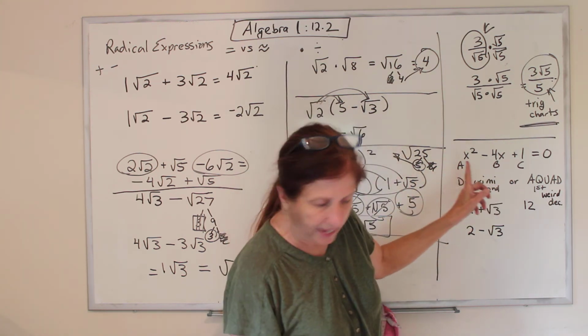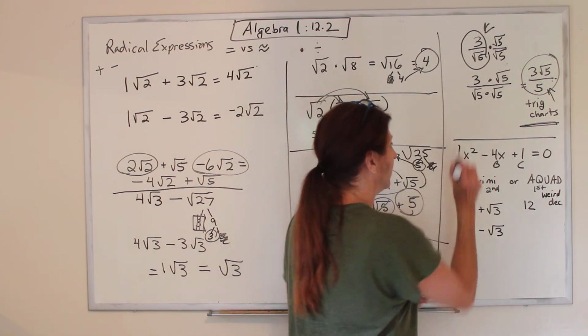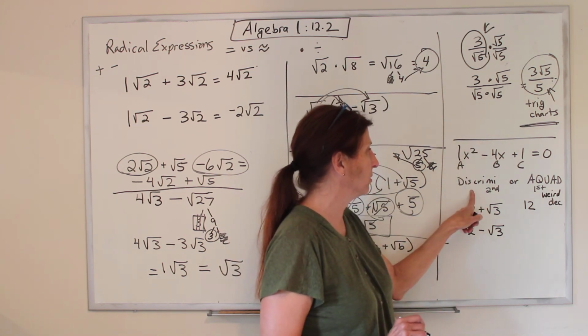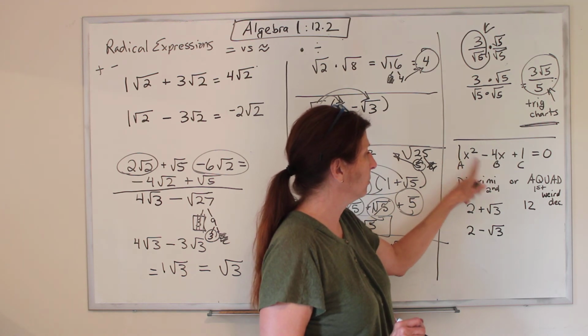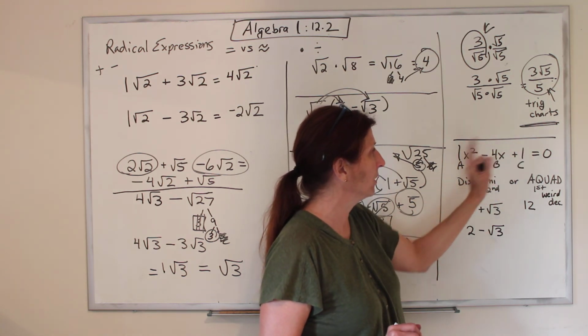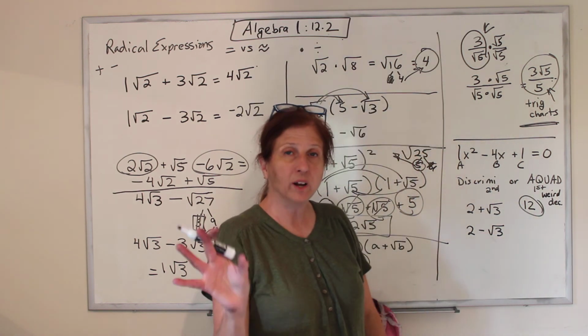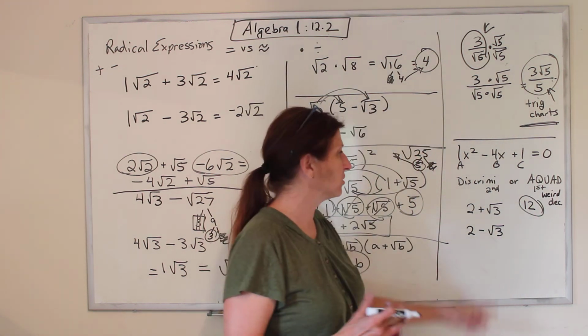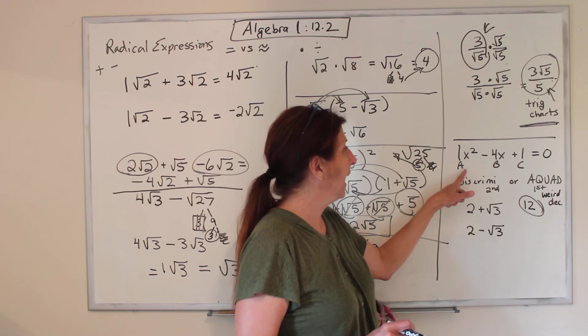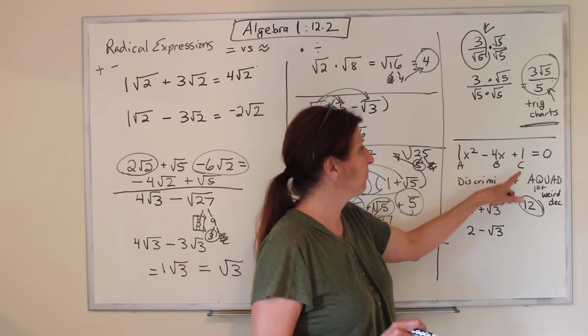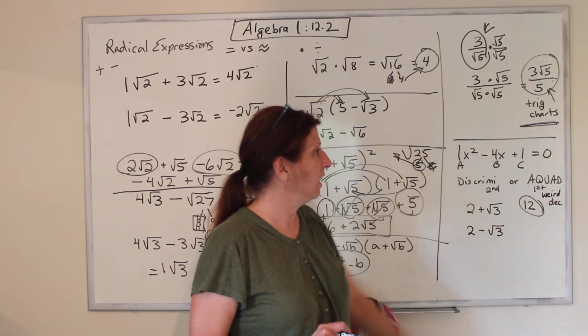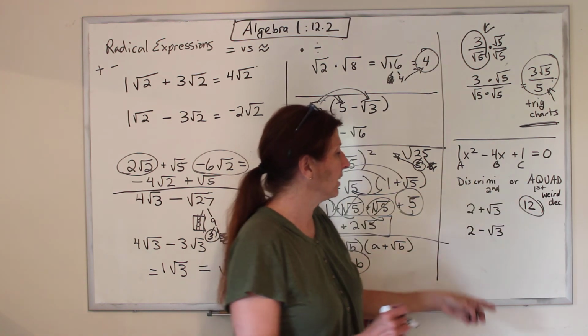The term for A here is 1. It's an understood 1. So you hit discrimi and it'll say, what is A? You put 1. B, -4. C, 1. You hit enter and it'll tell you the discriminant is 12. We don't want the discriminant, we want the answers, so you put it in again. A is 1, B is -4, C is 1, and it will tell you the answer.